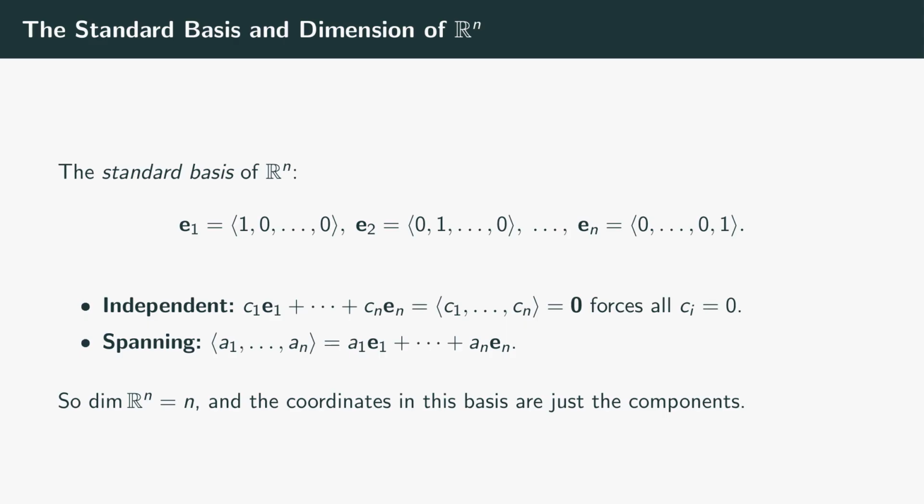The cleanest example is the standard basis of Rn. These are the unit vectors along the axes. e1 is 1 in the first slot and 0 everywhere else. e2 is 1 in the second slot and 0 elsewhere, and so on up to en.